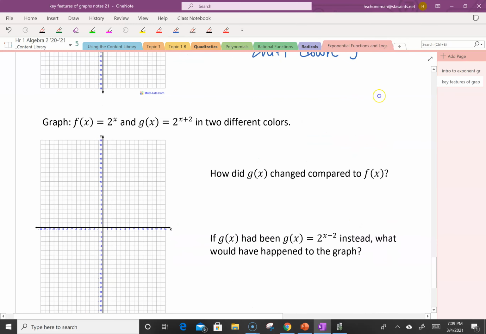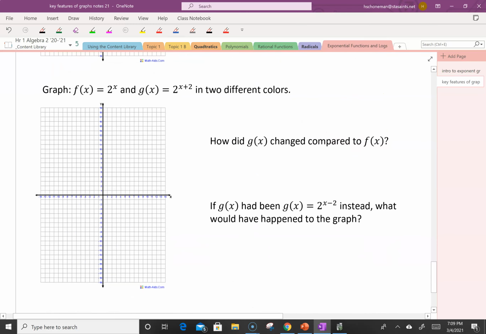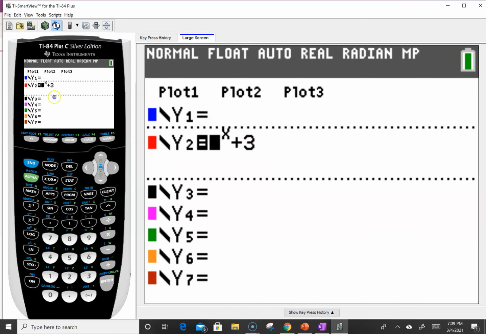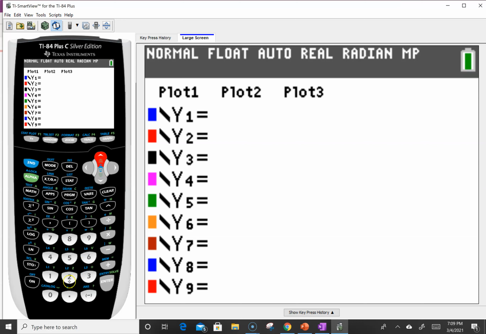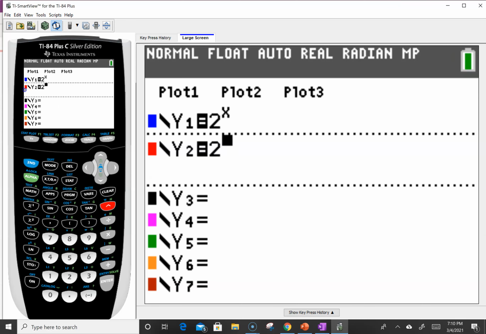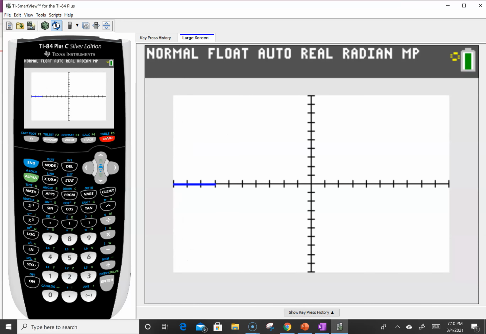Okay, well let's look at this one. We've got 2 to the x and 2 to the x plus 2. So let's put it into the calculator. Now, when I enter this, the plus 2 is up there in the exponent. It's not big off to the side, it's up in the exponent. So now let's graph it and see what happens. Okay, so here is my original. Again, pay attention to where this y-intercept ends up so you can see what happens here.